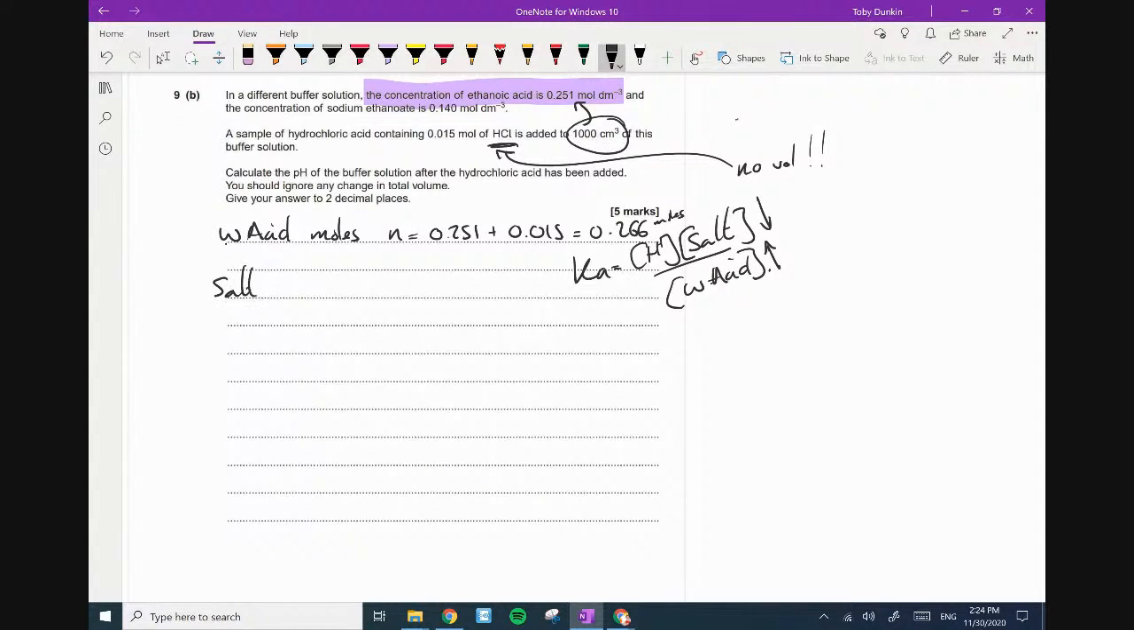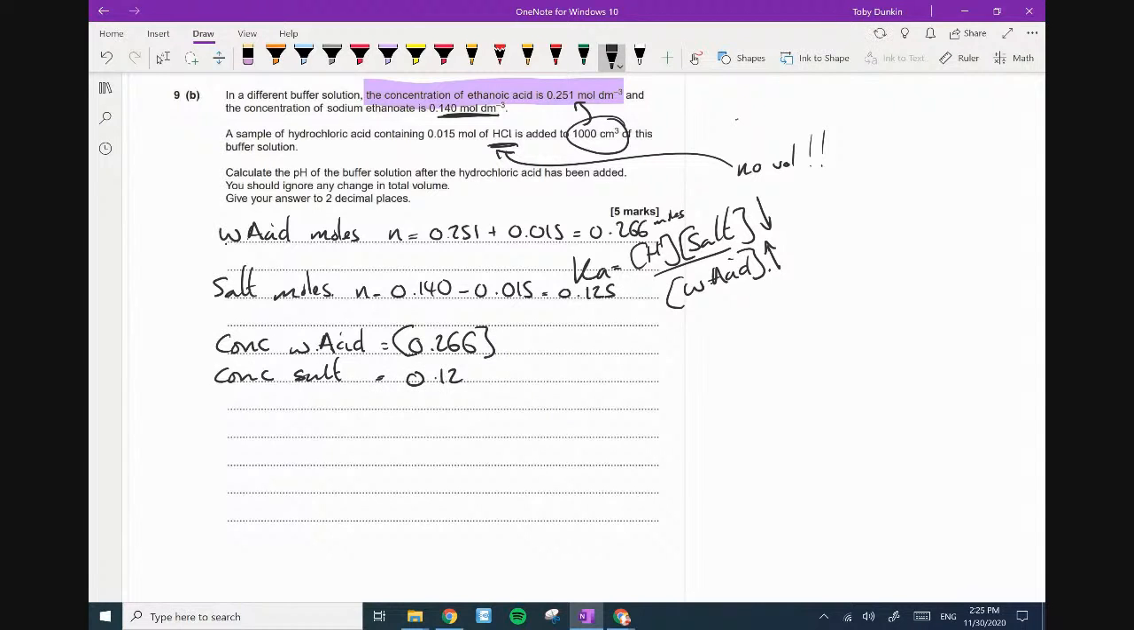Now we go for the salt moles. And once again, we're in a liter. So the concentration they gave us, we can use directly as moles because they're the same number. So the moles equals 0.140, and the salt moles are going to decrease, minus 0.015 moles. So 0.14 minus 0.015 gives me 0.125. Now, they said you can assume that the concentration remains the same, but I'm still going to write it down. So the concentration of the weak acid is just that number, 0.266, because we're assuming we're still in a liter. So the concentration of the salt is also the same thing, 0.125.